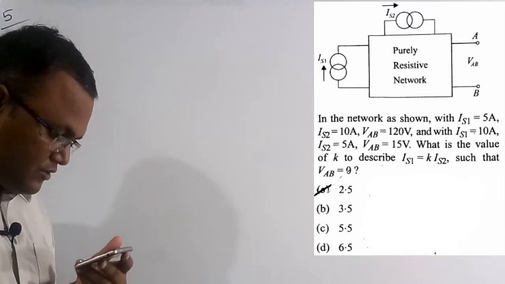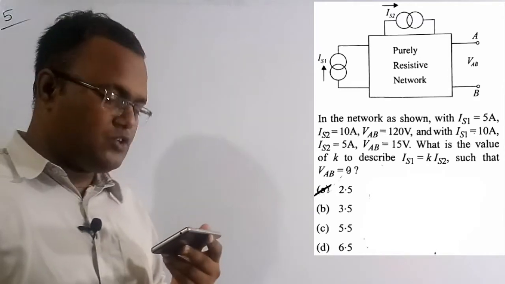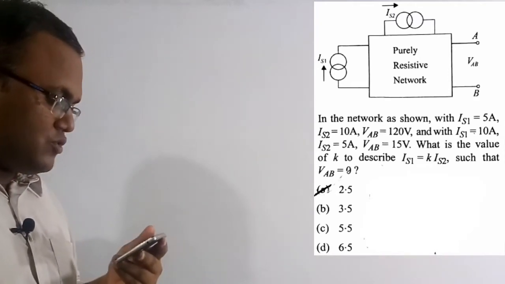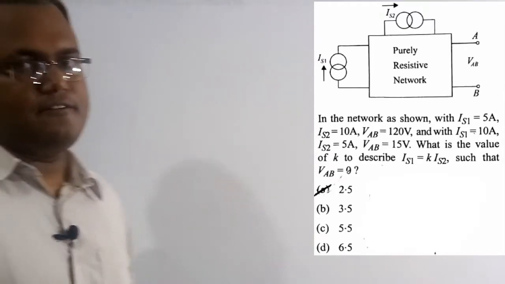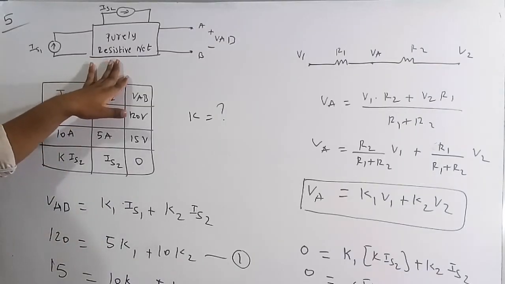Out of the four options, option A means K has to be equal to 2.5 in such a manner that VAB is equal to 0 volt. So let's solve this numerical. Here is the circuit diagram given in the question.